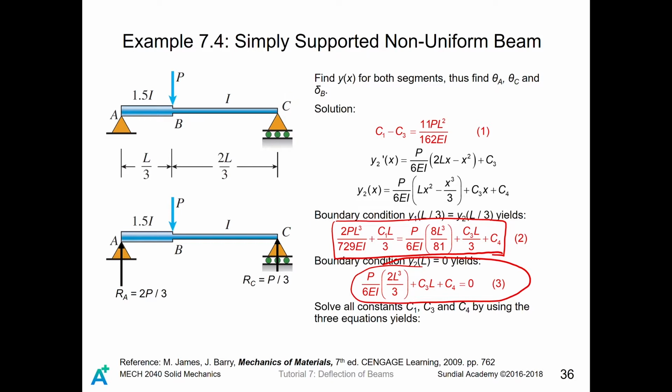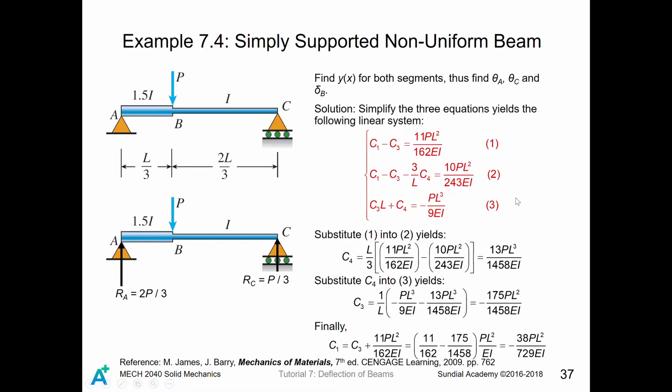Now we have 3 equations to solve 3 unknowns, C1, C3, and C4. After resimplifying those 3 equations, we will get the following linear system. You can either use some Gaussian elimination or other ways to solve the linear system. But here I give my own way to solve the system.